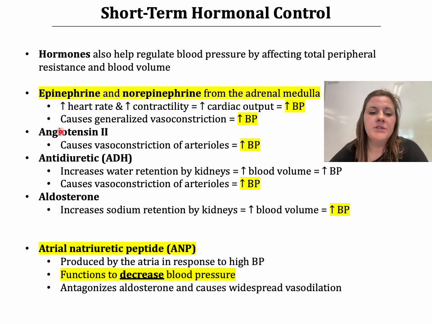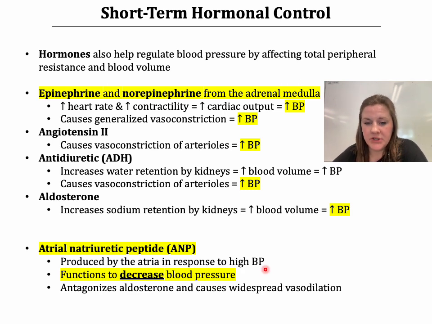Okay. Angiotensin 2, ADH, and aldosterone, I'm going to talk about that on the next page, but those three independently have an effect that increases blood pressure. And then for the opposite, the antagonist here is atrial natriuretic peptide, or ANP. This is produced by the atria, right? It's right in the name, atrial, and it's produced in response to high blood pressure.